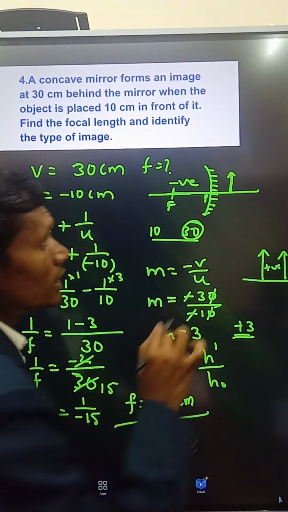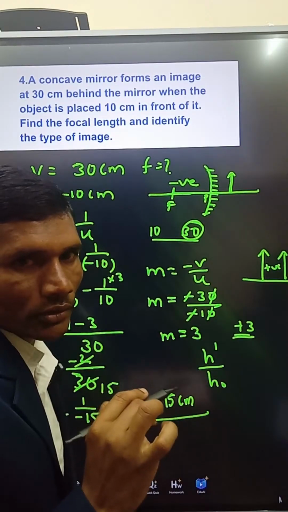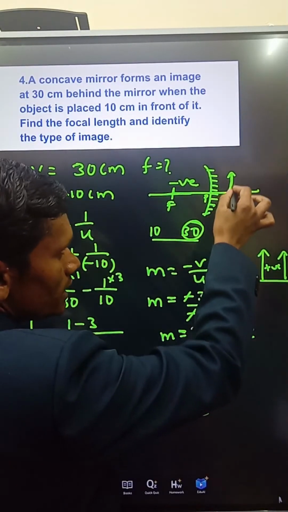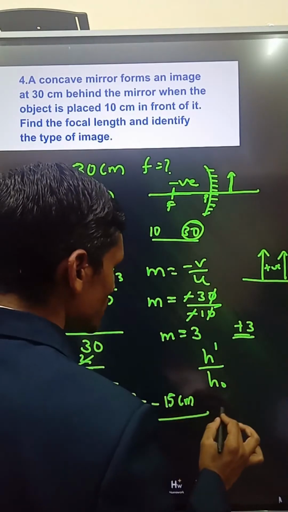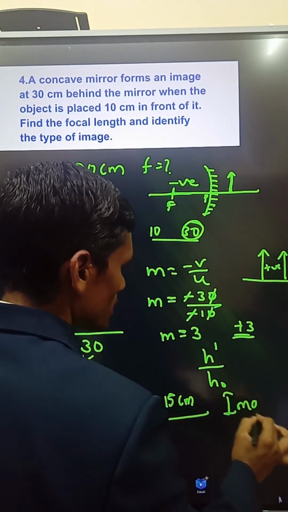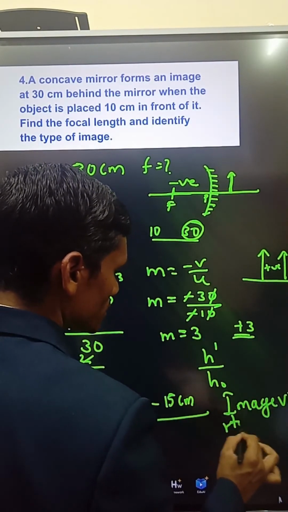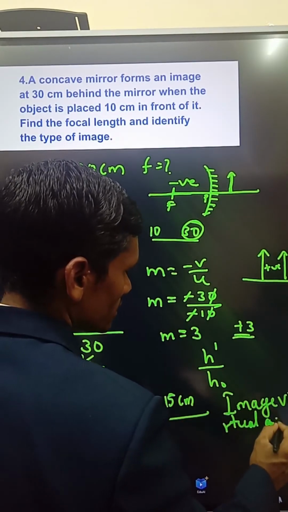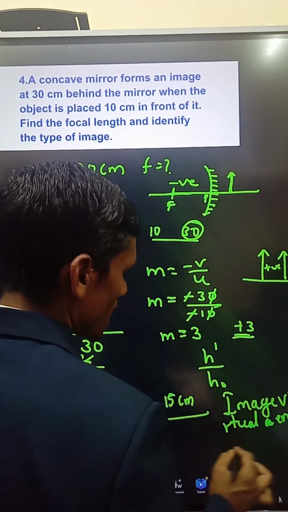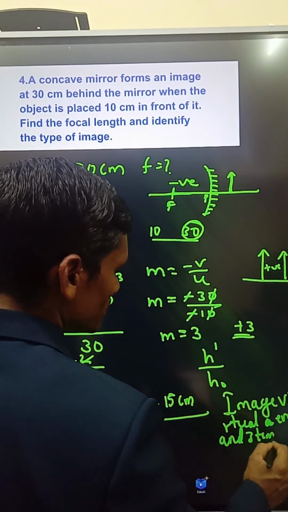If the image is erect, it is virtual also, right? If the image is erect, it is virtual also. So what we can say? The image is virtual. Here I'll write: virtual, erect, and 3 times bigger than the object.